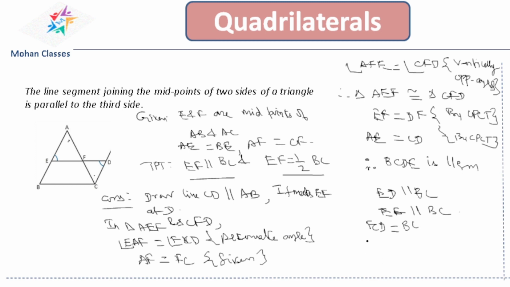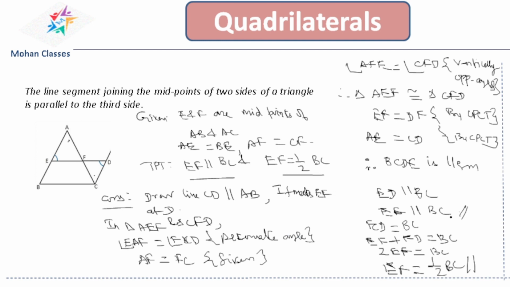What is ED? EF plus FD is equal to BC. EF is equal to FD, these two are equal, right? As per this, EF is equal to FD. Therefore, I am going to write 2EF is equal to BC. Therefore, EF is equal to half BC. Clear? This we have proved and this we have proved. Hence the proof.